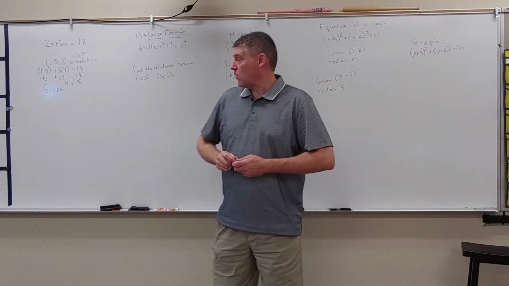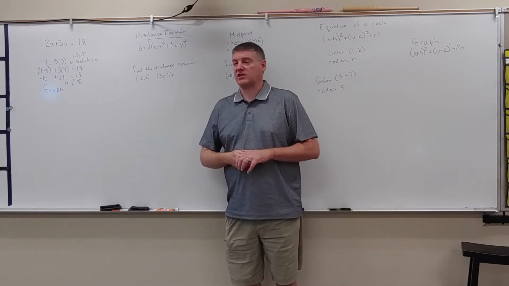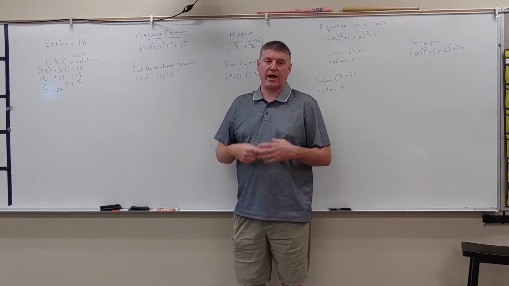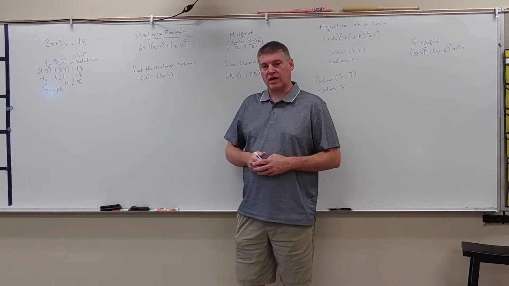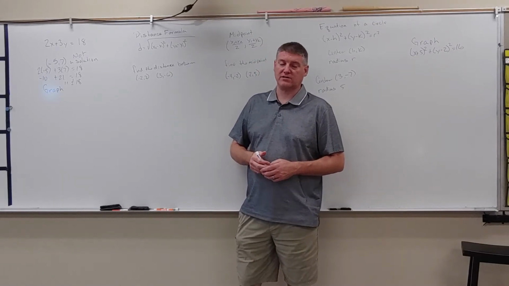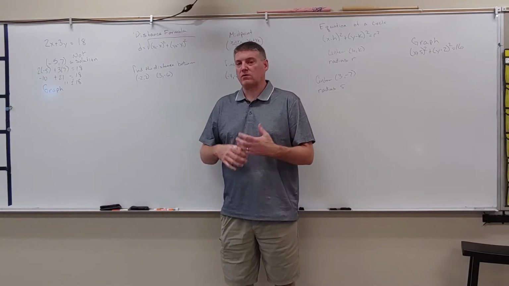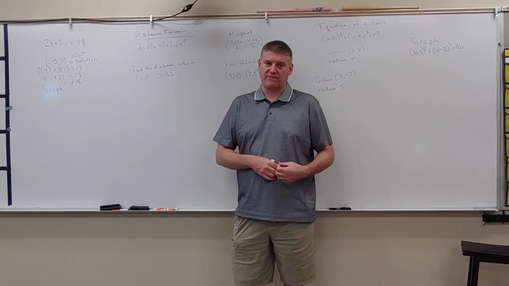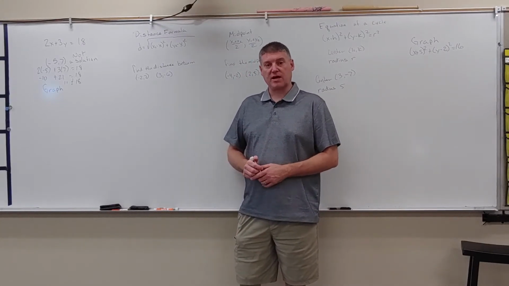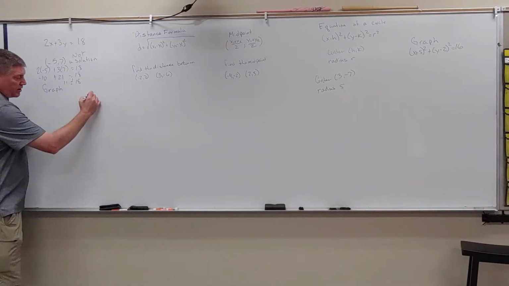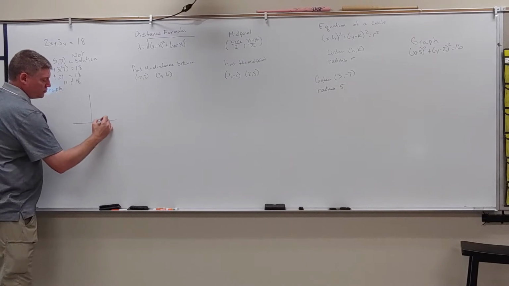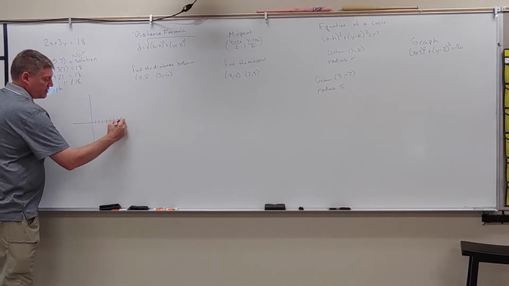Now, we're going to take that same equation, 2x plus 3y equals 18, and we're going to graph it using intercepts, both the x and the y-intercept. If you remember, if I want the y-intercept, I'm plugging 0 in for x. If I want the x-intercept, I'm plugging 0 in for y. So we're going to graph this. 1, 2, 3, 4, 5, 6, 7, 8.